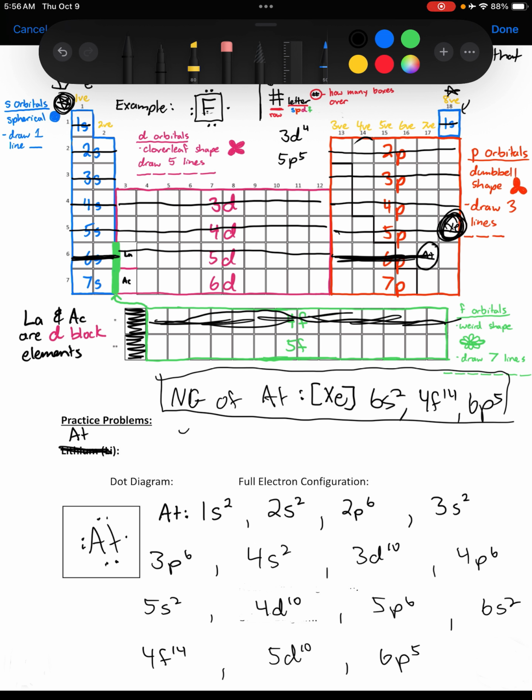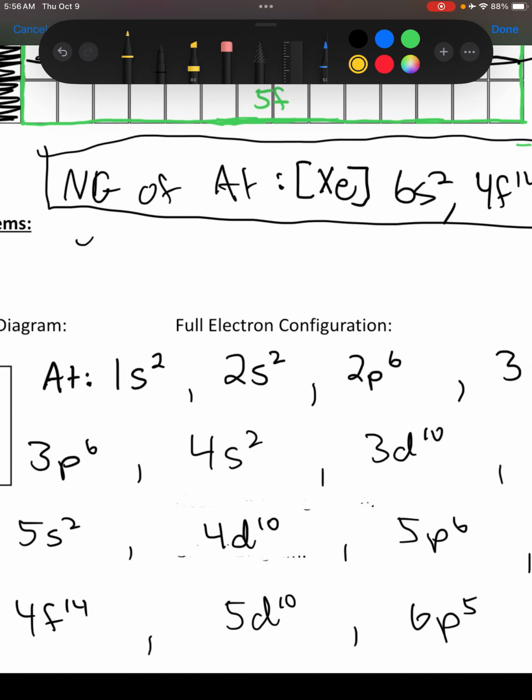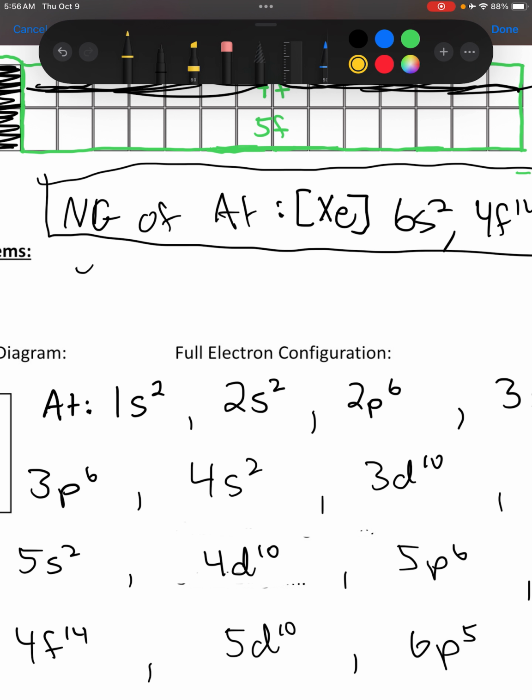And the reason we need that is because sometimes we need to do an orbital diagram. So let's talk about an orbital diagram. Orbital diagrams are essentially an expansion of the full configuration. So all this information here and here and here about how many lines to draw, this is when that becomes relevant. So in our full configuration, every time you see the letter S, you're going to draw a line underneath it.